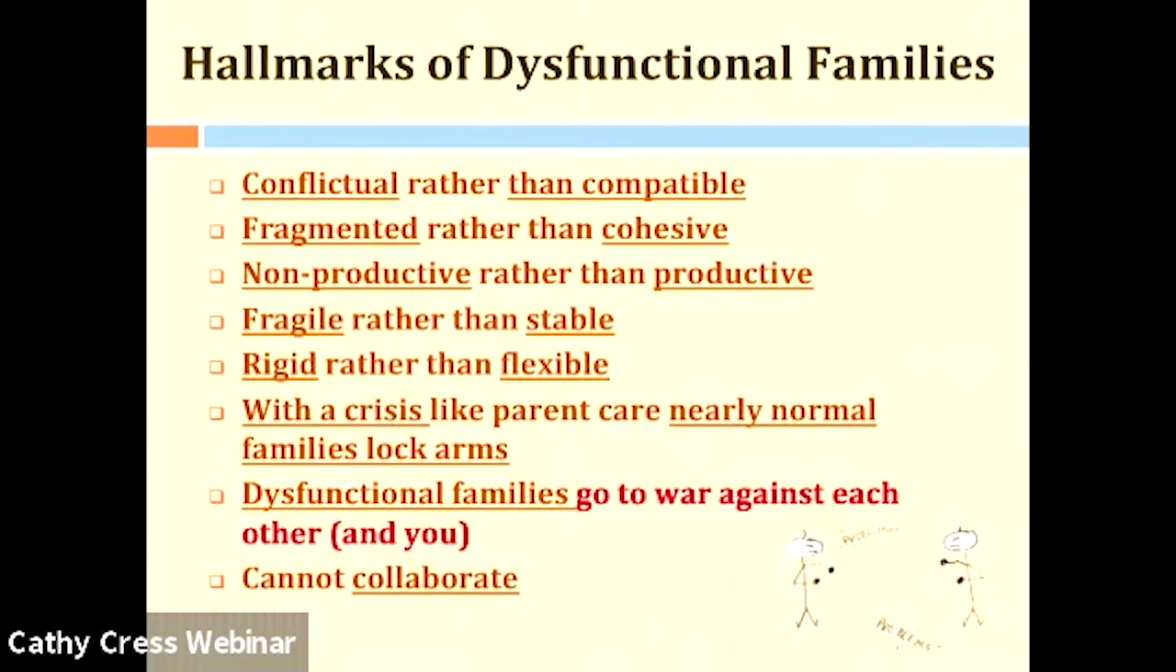The hallmarks of the dysfunctional family. They're conflictive, as I just said, rather than compatible. And the nearly normal family, I always say there's no normal family, the nearly normal family, is compatible. And you can see that yesterday in the inauguration, Joe Biden has a nearly normal family. According to the grandchildren, he calls them all the time, and if they don't answer, he calls and calls and calls until they call him back.